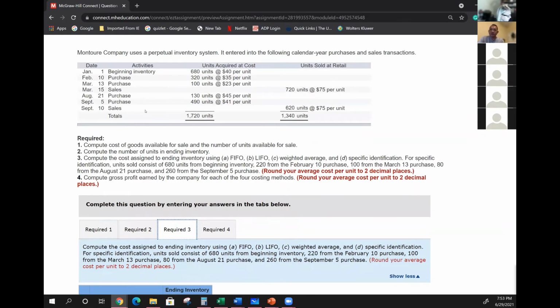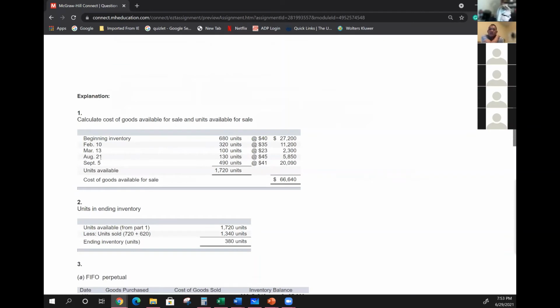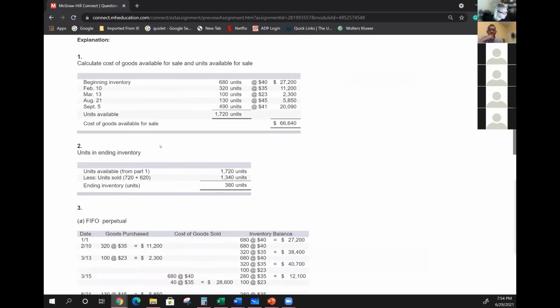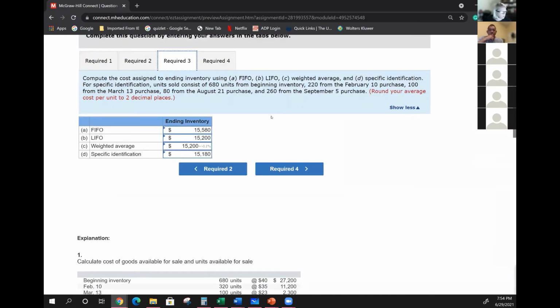The 21st is a purchase. The 5th is a purchase. So it's looking at all of the purchases plus what we had in the beginning. It's calculating what's available that I have in total for the month. What do I have available to sell? So I have 1,720 units with a total cost of $66,640. It's basically just calculating everything for you right there. You have to figure that out before you can figure out the cost of ending inventory.